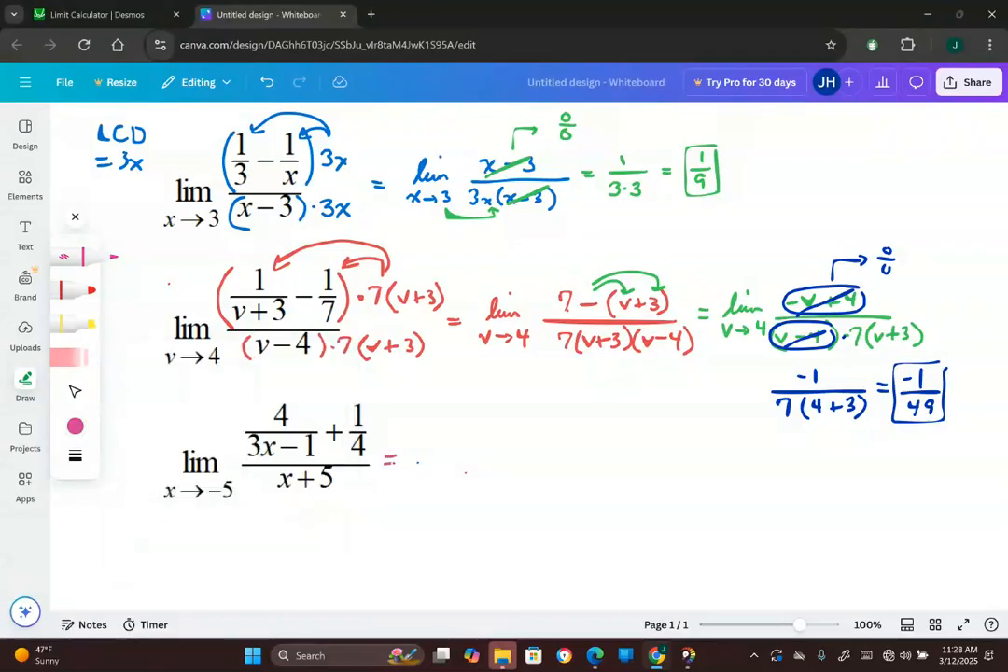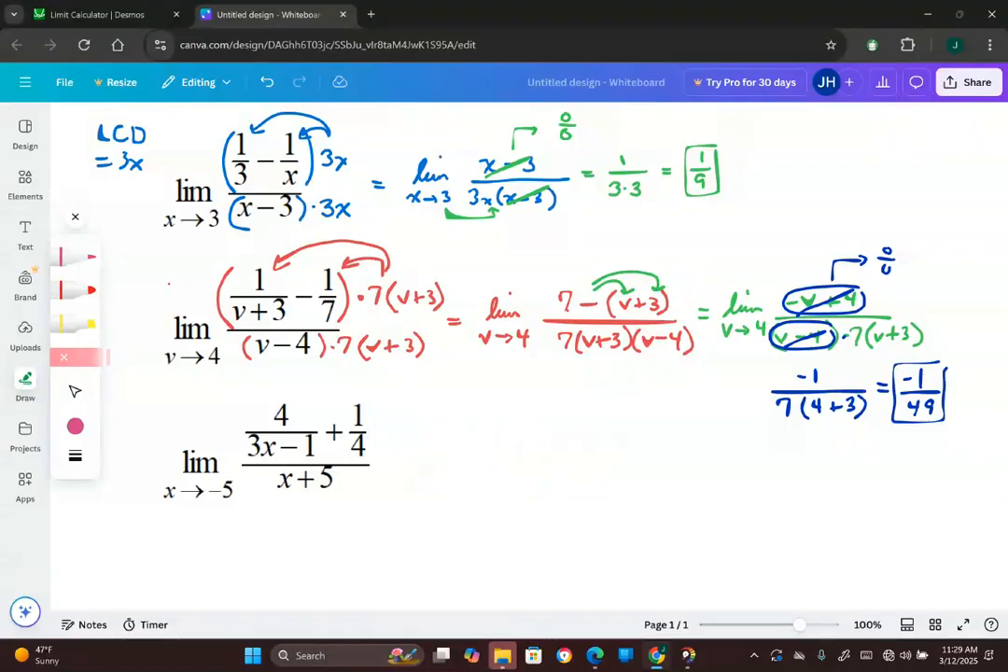If I plug in negative 5, I'm going to get 4 over negative 16 plus 1/4. Well, if you look closely at the top, that's negative 1/4 plus 1/4. I'm going to get 0. The bottom, I got negative 5 plus 5. That is also 0. This is not well behaved at negative 5. It gives me a 0 over 0 indeterminate form.